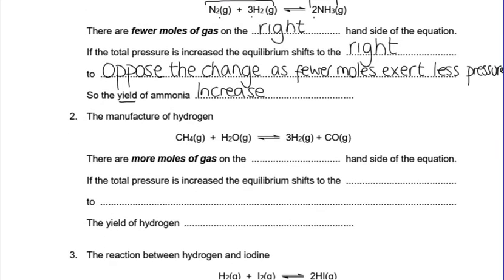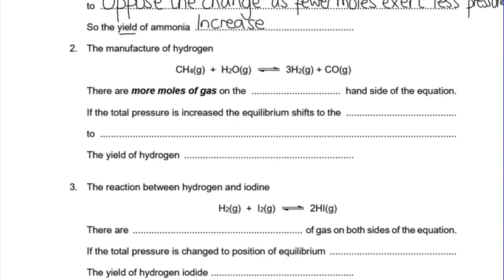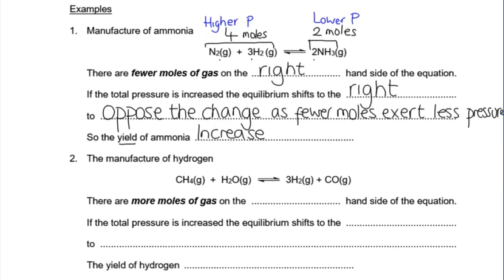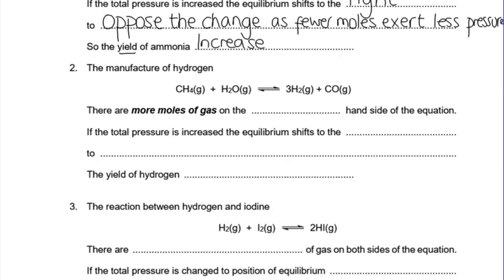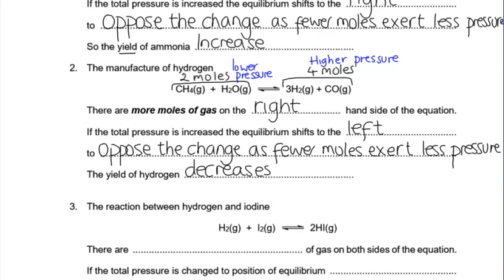Right, take a look at this second example and see if you can work through it in the same way. Start off by identifying which side is at higher and lower pressure. So check your answer. Did you get that? And did you explain why shifting left opposed the change? We've got one final example. See if you can spot what's different about our final example.